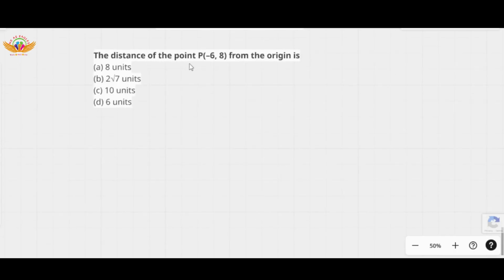The distance of the point P minus 6 comma 8 from the origin. What is the meaning of origin? 0 comma 0. Whenever you see the word origin, it means the point will be 0 and 0. Now do the distance formula: 0 plus 6 square, 36, plus 8 square, 64.